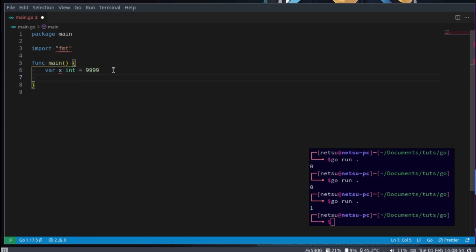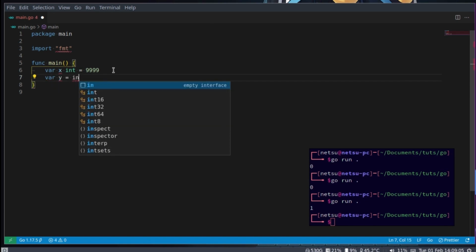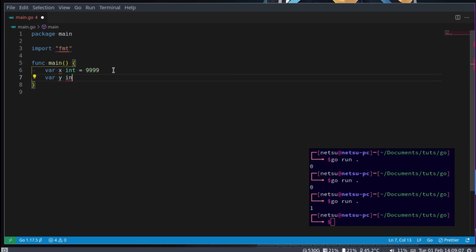One more thing I do want to tell you about is, unlike with other programming languages, with Go, different versions of int do not always work. For example, if I were to say var y is equal to int8, and here we can just say 16 or something.